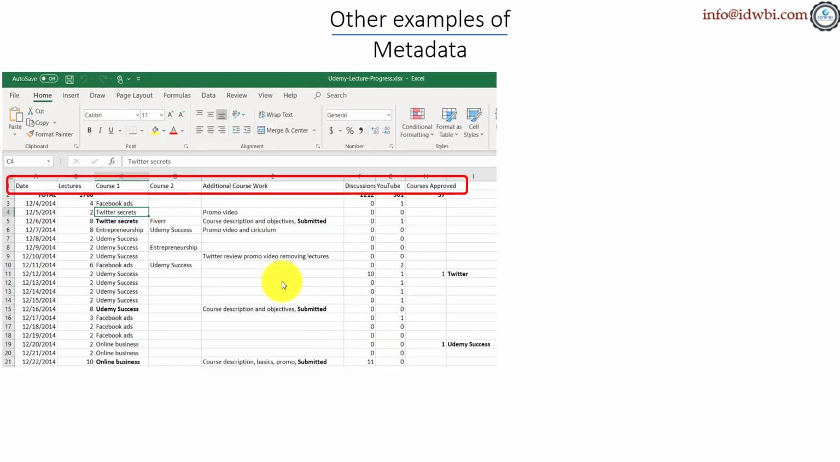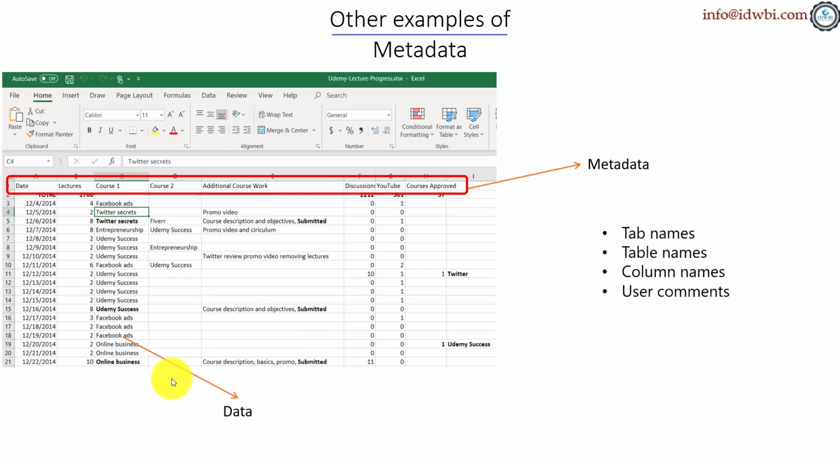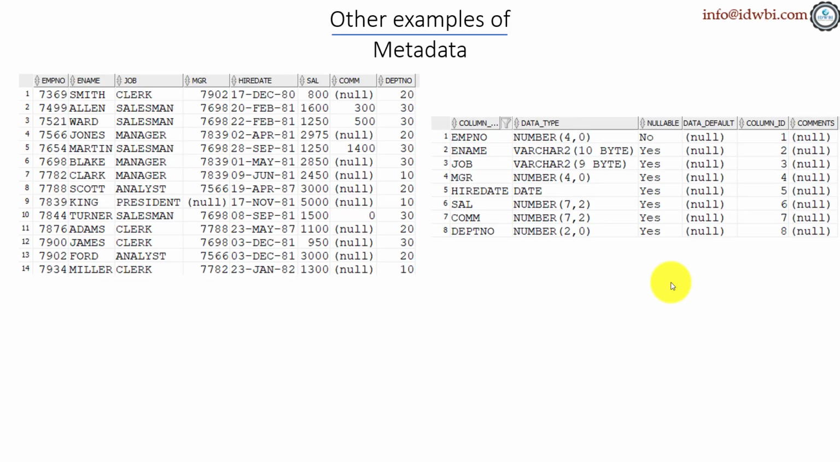Let's take Excel. This is one of the Excels which I created for lecture progress on Udemy, and whatever is highlighted here and all these entries, row numbers from 3 till 21, you could see that there is a lot of content here. That's data. That is metadata. The header here is your metadata. Tab names, sheet 1, sheet 2, sheet 3, table names, if you have any tables, column names, which is on the header highlighted, and if there are any comments, all of that will be part of your metadata of an Excel.